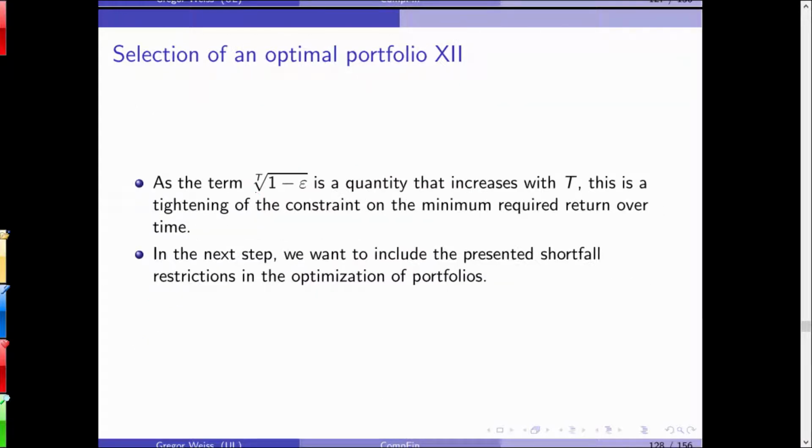You can see that this term is a quantity that increases with t, and this means that this is a tightening and a tougher restriction on the minimum expected return, and thus on the optimization. And this is obviously in line with our intuition, because if we require the next day's return to be higher than 5%, it's still easy for this to be fulfilled. But if we require the next day and in 2 days and on every day the return to be at least 5%, this is tougher to fulfill.